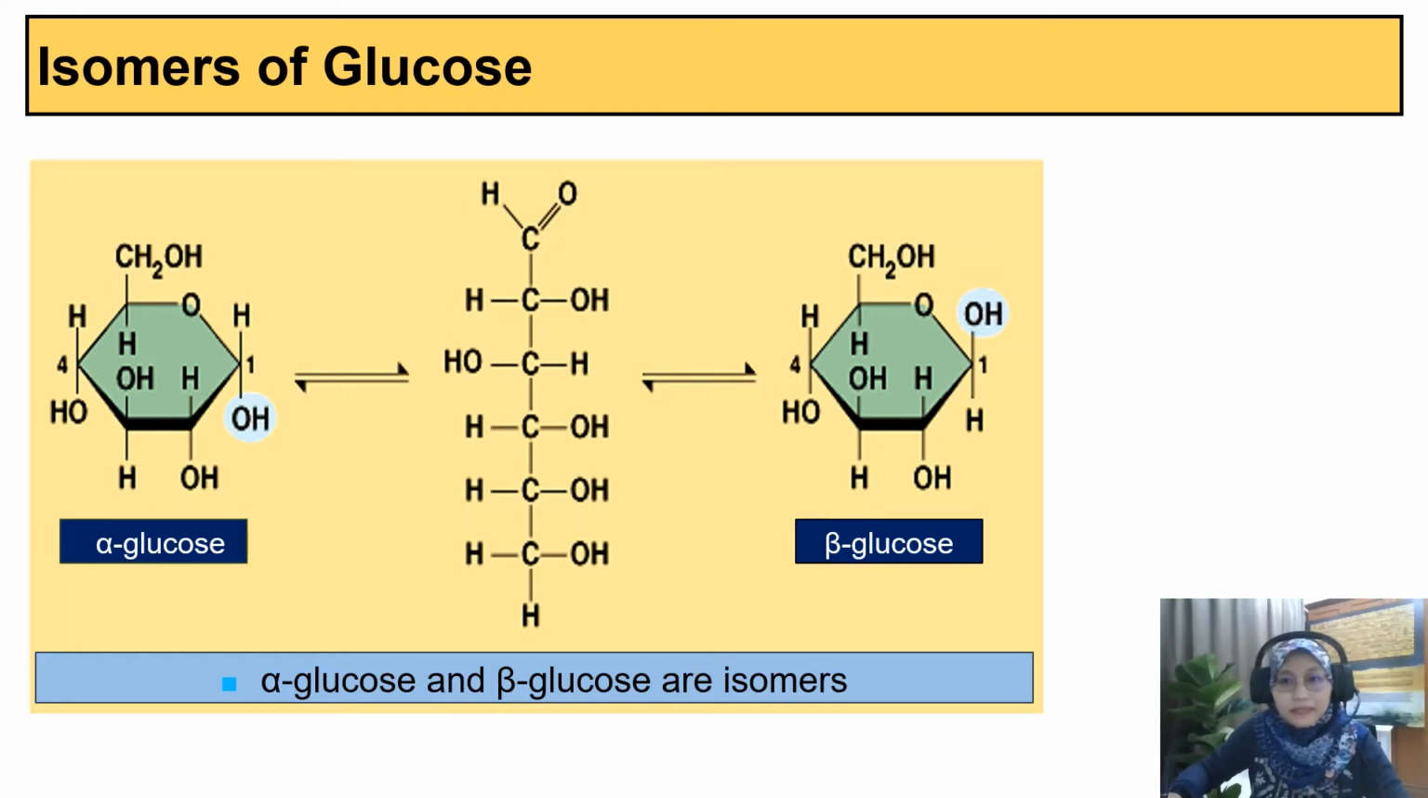What about the beta glucose structure? Let's try it. Again, you have to draw the hexagon. Then you have to show the bond. And again, complete with hydrogen, oxygen or carbon.